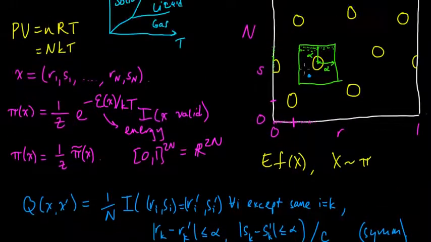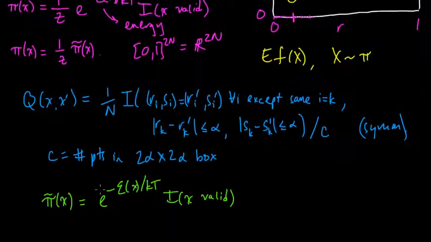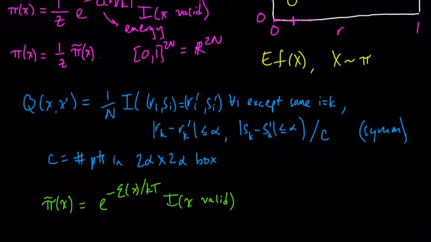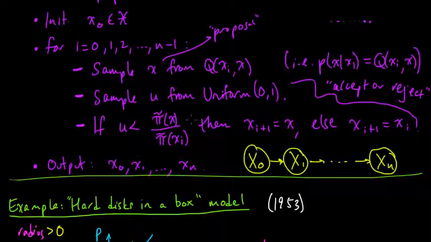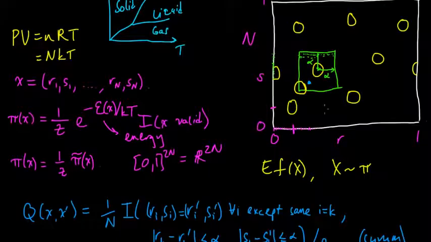So it could have happened, say there was another guy here, that this proposal would result in an invalid configuration, and in that case, this would be 0. Okay, so we evaluate that ratio, and we can readily do that. It's easy to compute. And then if u is less than that ratio, then we accept, and otherwise we reject. And if we reject, then we just leave him where he is.